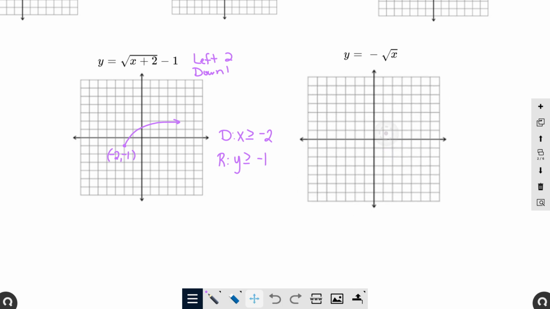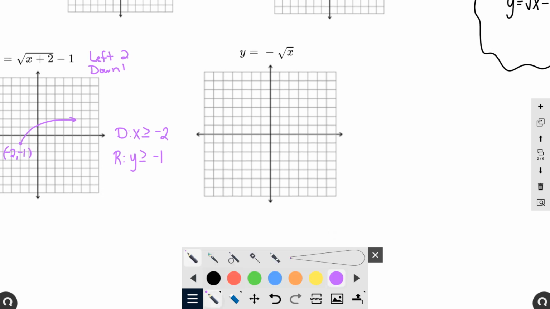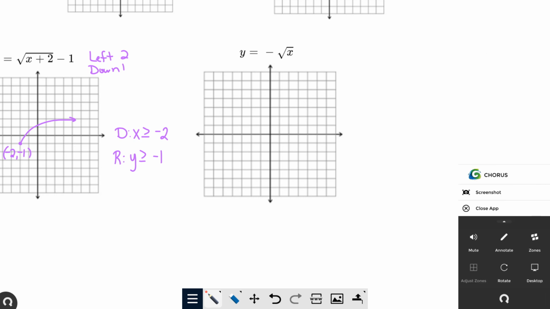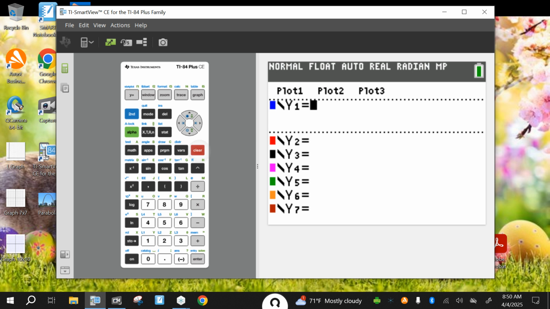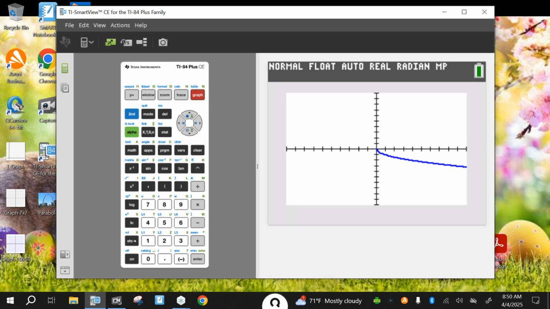All right, now we got another one to graph. What if we have y equals negative square root x? Now this one we might want to graph on our calculator just to see, hey, what does this look like? So let's go into our y equals. I would just clear out what's there. Use the negative button that's down here at the very bottom. And then square root of x. And then you can just hit graph.